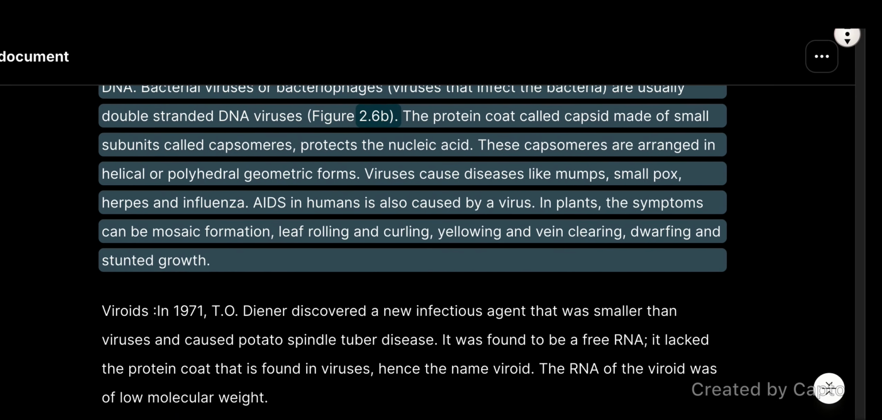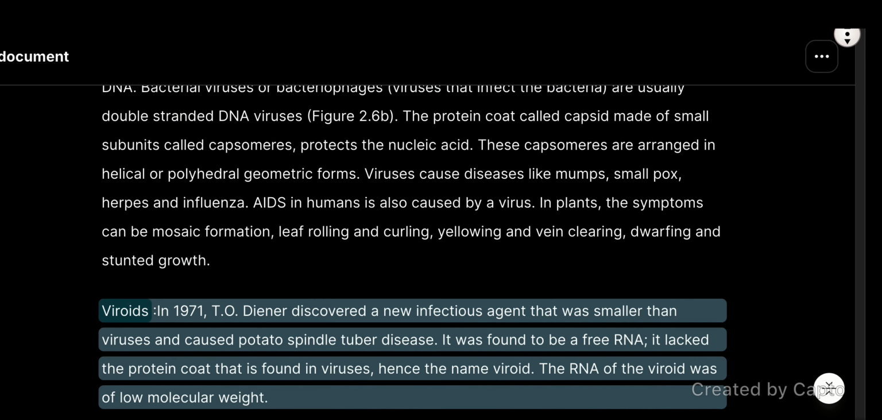Figure 2.6b. The protein coat called capsid, made of small subunits called capsomeres, protects the nucleic acid. These capsomeres are arranged in helical or polyhedral geometric forms. Viruses cause diseases like mumps, smallpox, herpes, and influenza. AIDS in humans is also caused by a virus. In plants, the symptoms can be mosaic formation, leaf rolling and curling, yellowing and vein clearing, dwarfing and stunted growth.